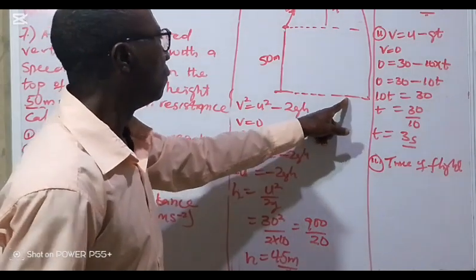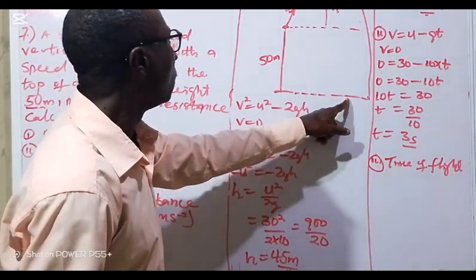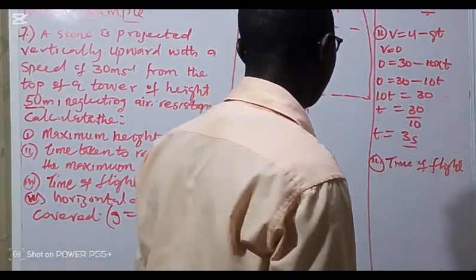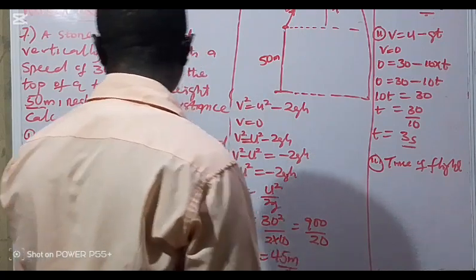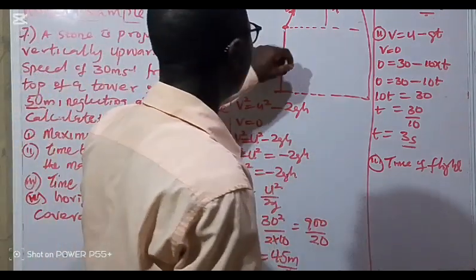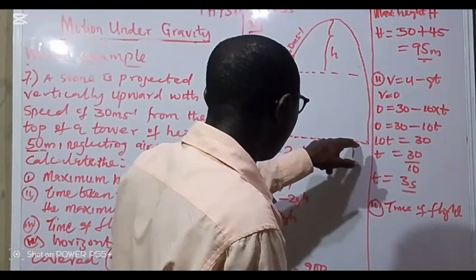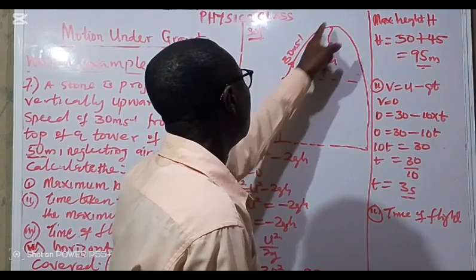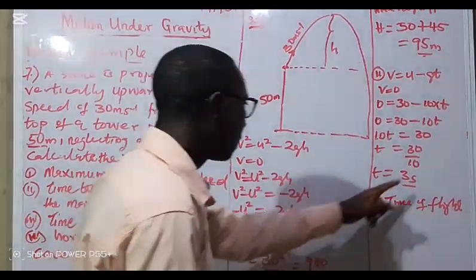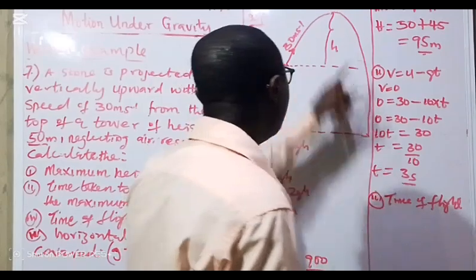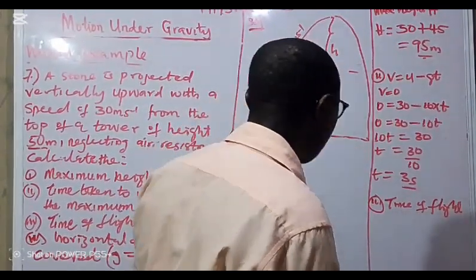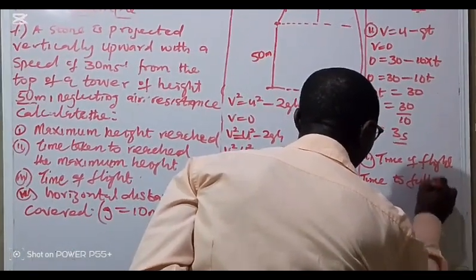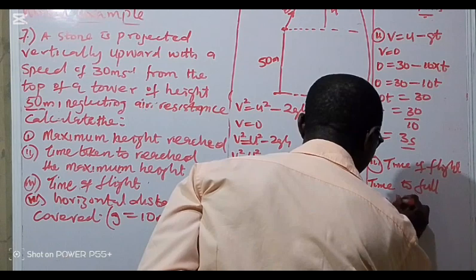When we arrive at the answer of that one, we now add it to the time to reach the maximum height from the top of the tower. Time of flight will be equal to time to fall from the ground plus time to reach the maximum height. We've calculated the time to reach the maximum height as 3 seconds. The next thing is to calculate the time to fall from maximum height to the ground.